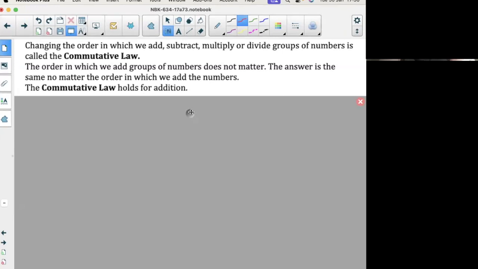The order in which we add groups of numbers does not actually matter. So if we've got numbers and they've all got addition in them, it doesn't matter what order we add them in, as long as we add them all. The answer is the same no matter which way we add the numbers. The commutative law holds for addition. So when we're looking at addition, the commutative law holds.